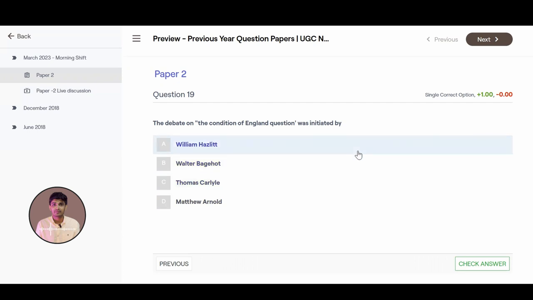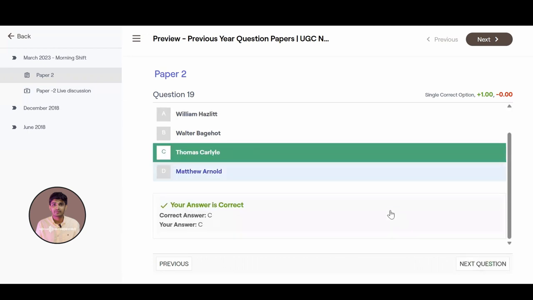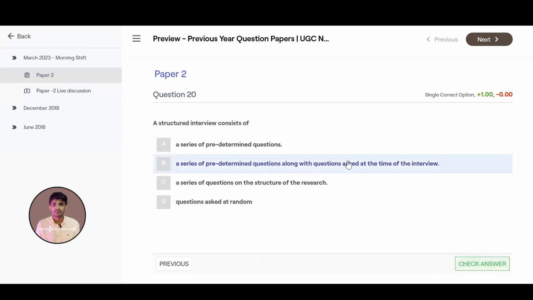The condition of England question was initiated by Thomas Carlyle. Thomas Carlyle was a Scottish philosopher, writer, and historian who initiated this particular discussion or debate titled The Condition of England Question. All right. The next question.